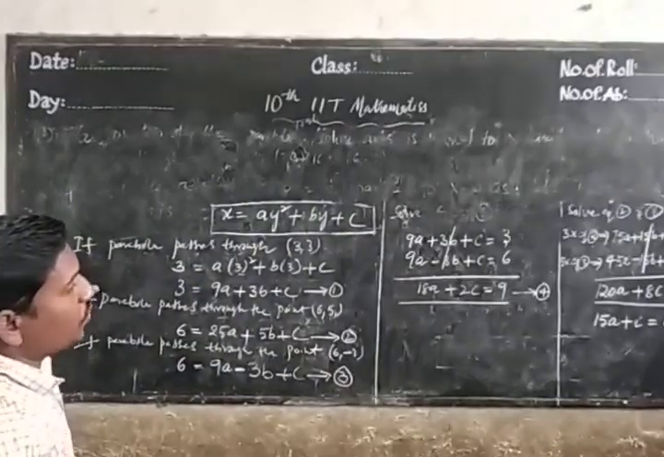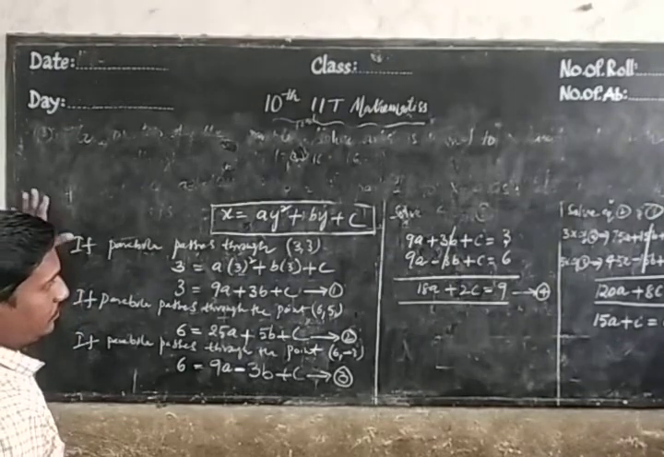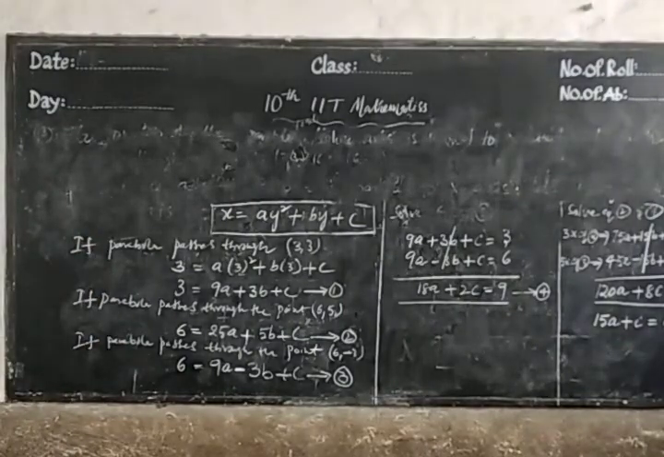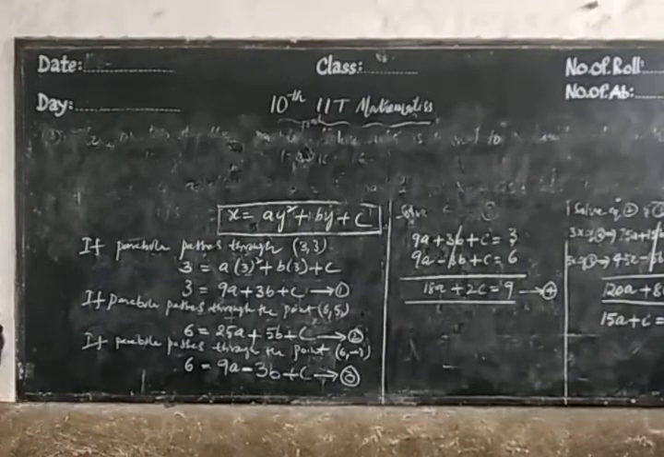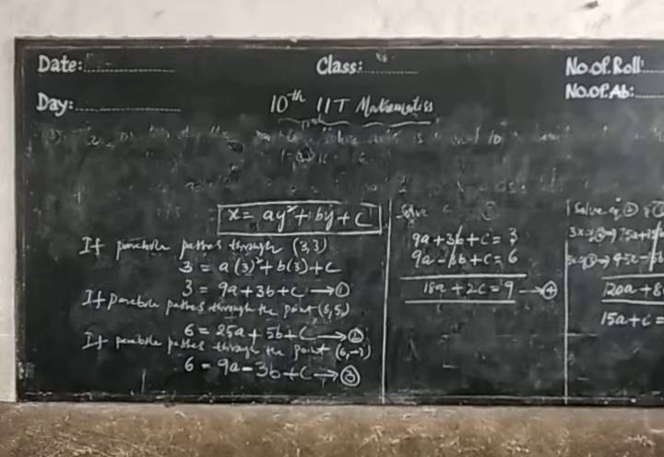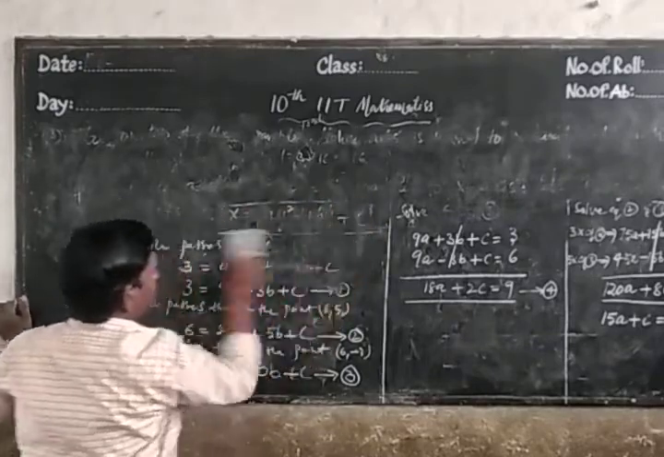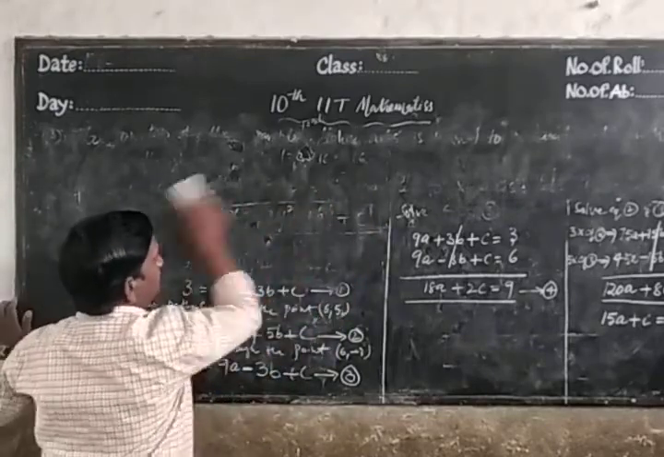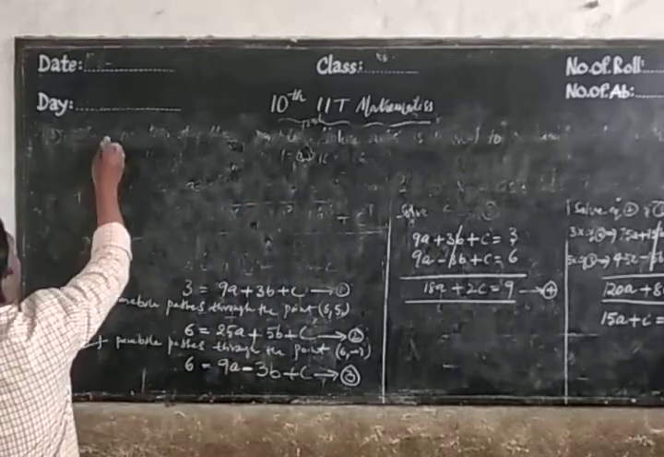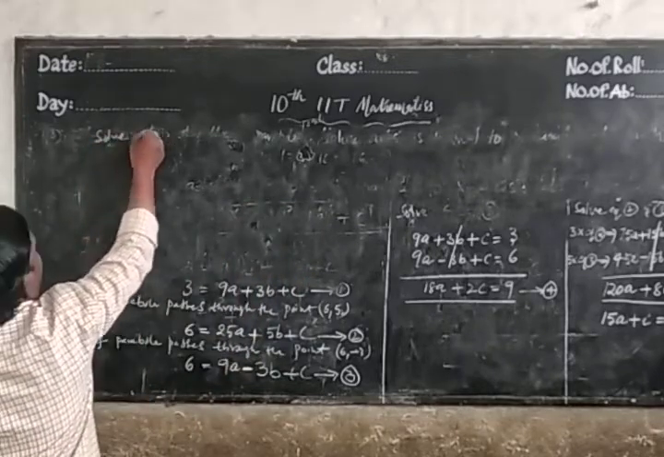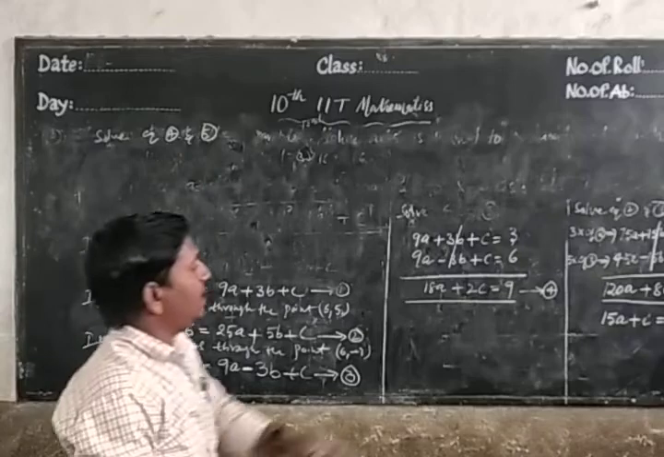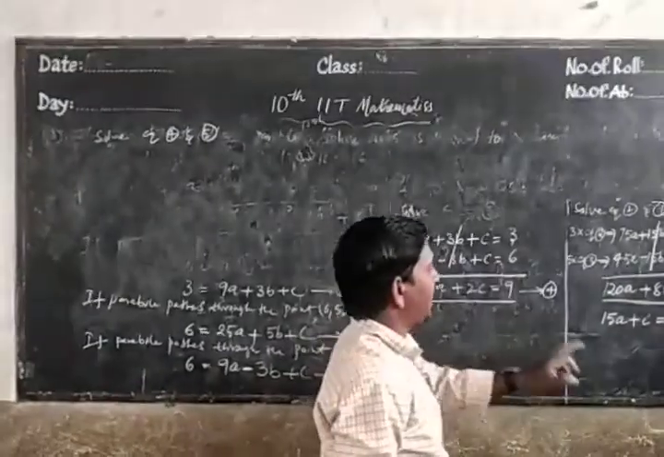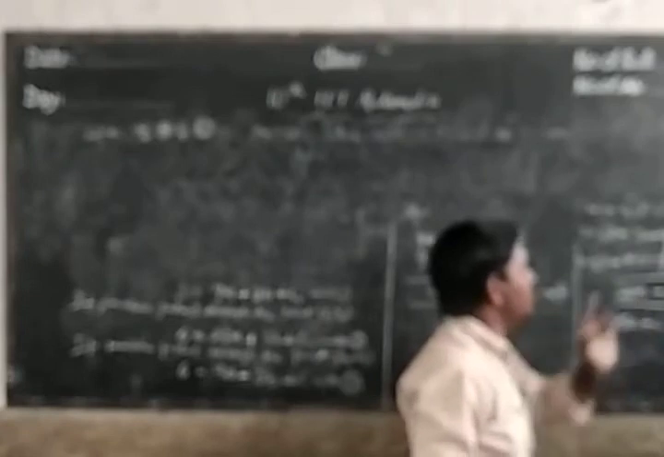Okay, solve equations 4 and 5. 18a plus 2c equal to 9, and 15a plus c equal to 6.